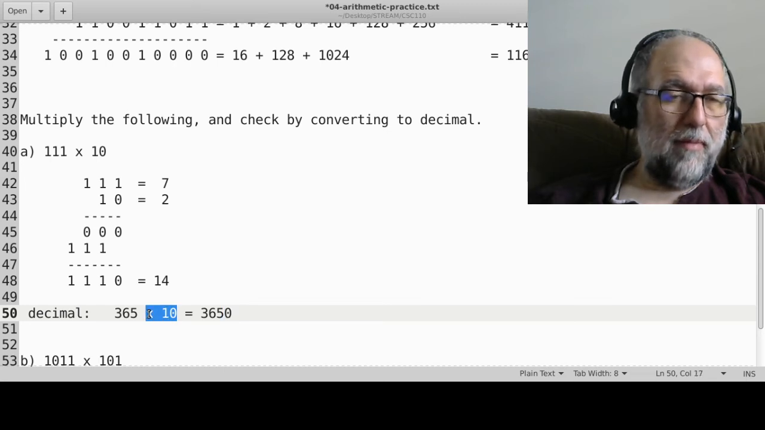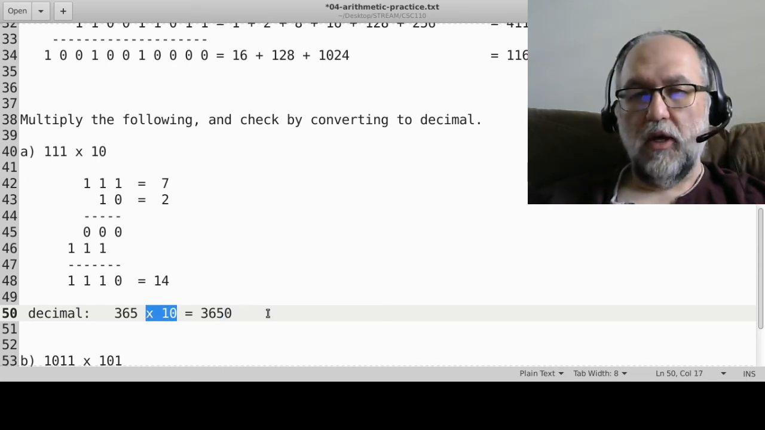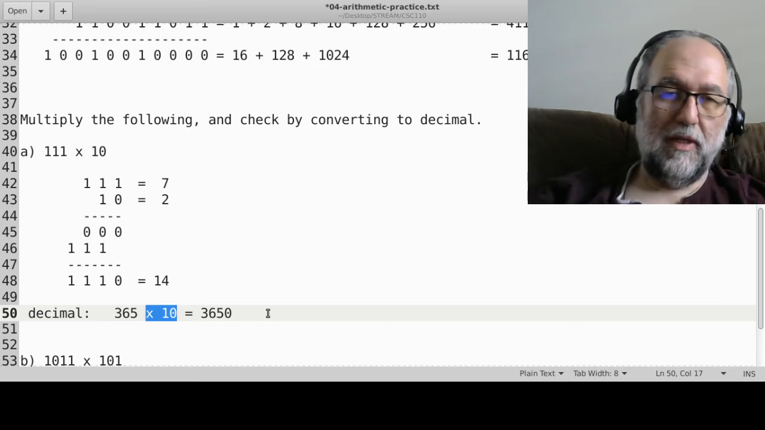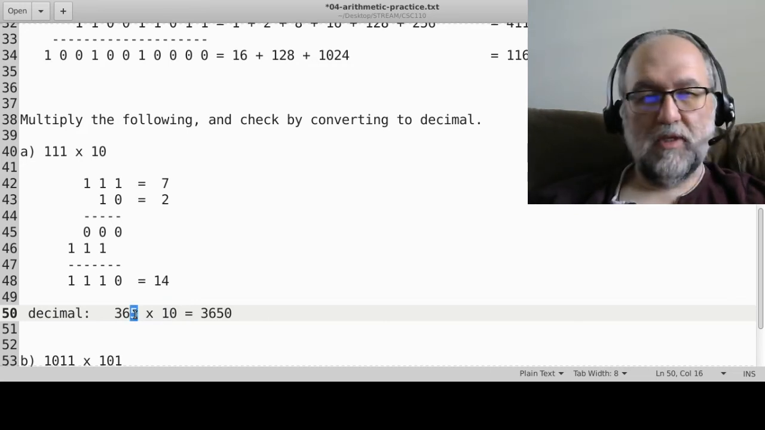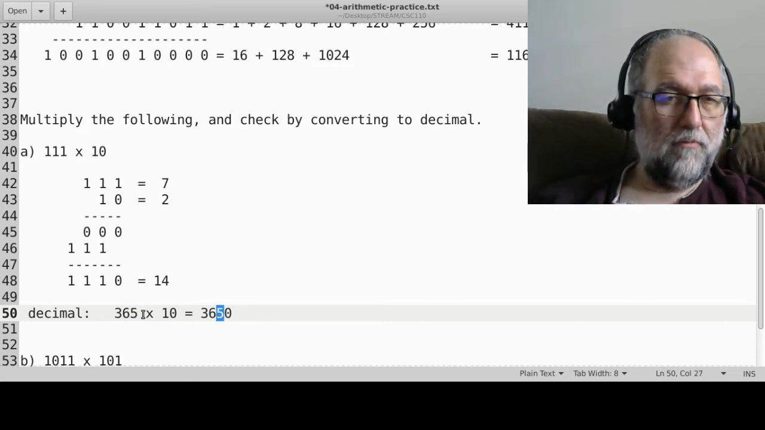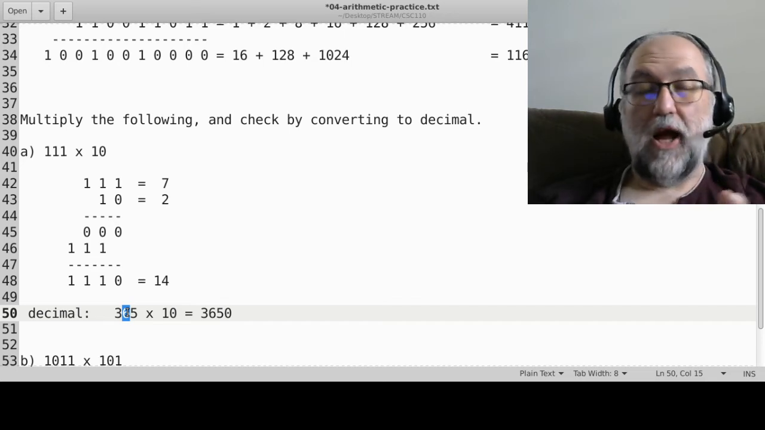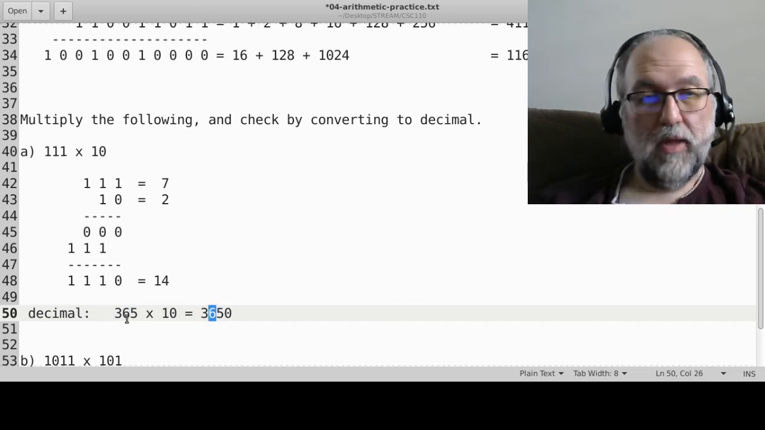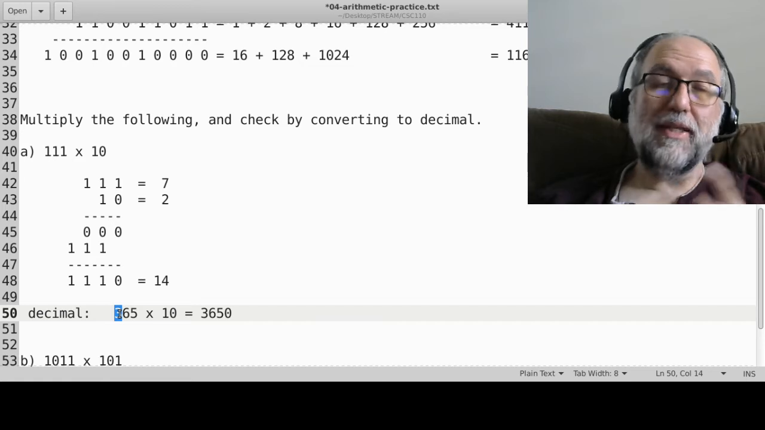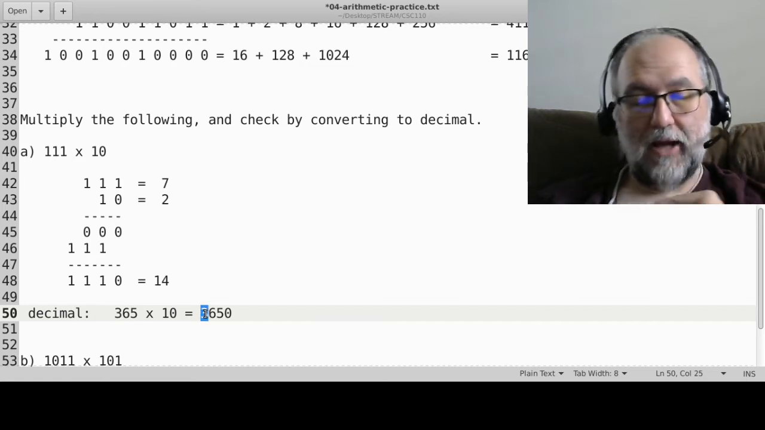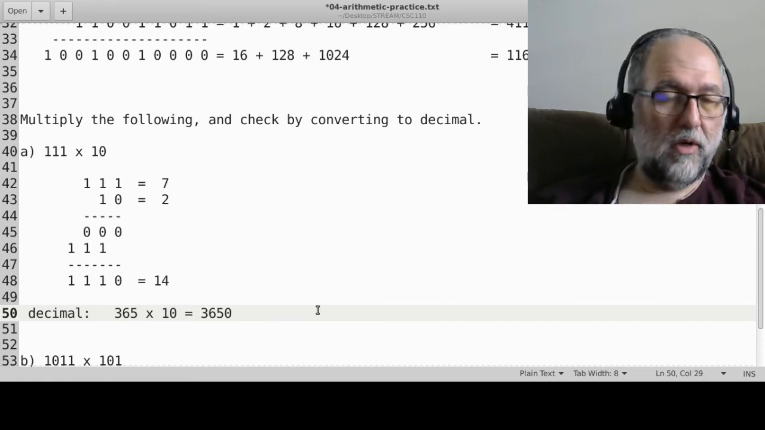So you have 365. You multiply it by 10, you just tack on a 0, okay? Effectively, what you're doing when you multiply by 10 is you take all of the numbers that are in the ones column and you shift them into the tens column. So that 5, which was in the ones column, winds up in the tens column. That 6, which was in the tens column, now winds up in the hundreds column. This 3 that was in the hundreds column now winds up in the thousands column, and so on, okay? And that's why that works.